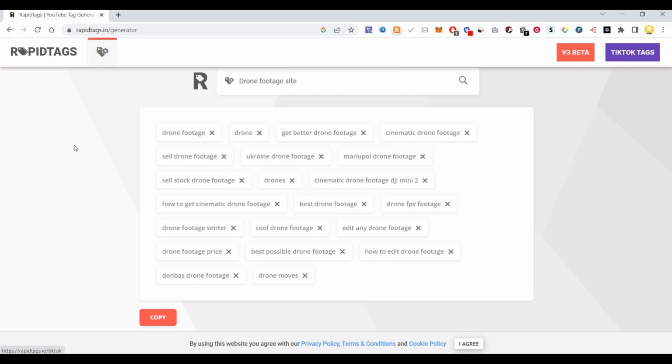They can also generate TikTok tags. So mostly it is used for YouTube. I hope this information is useful.